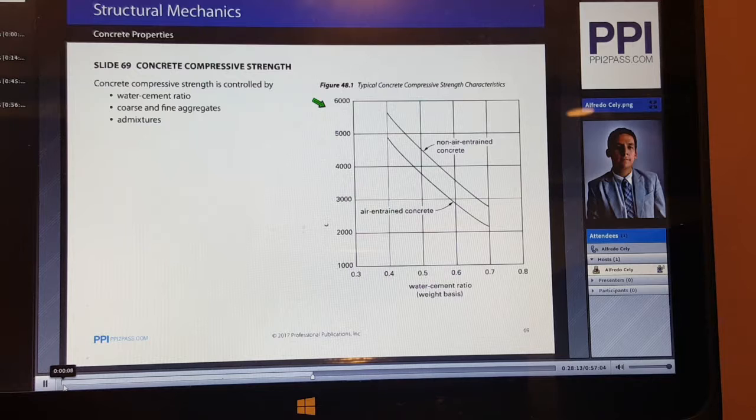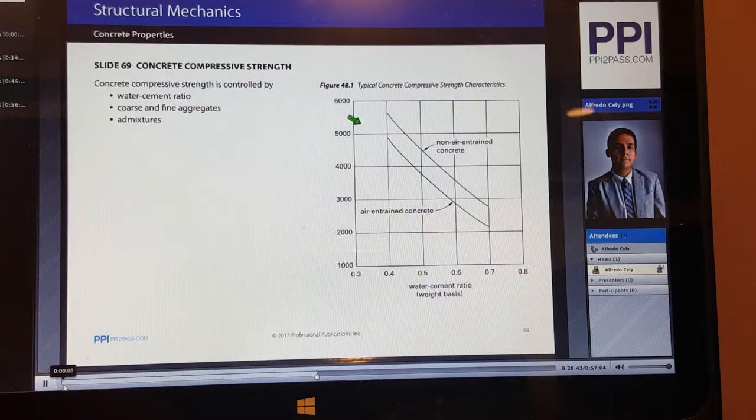Well, I deleted the legend for the y-axis. The y-axis is the concrete compressive strength measured in PSI. Now, you can see that there are two curves drawn here. This is also giving you an additional relationship between air-entrained concrete and non-air-entrained concrete and their water-cement ratio, and what the compressive strength will yield for that specific concrete mix design.